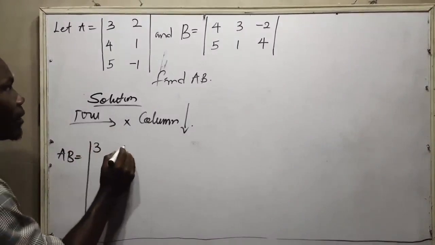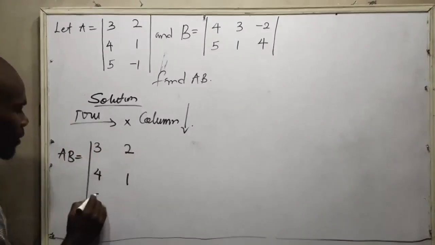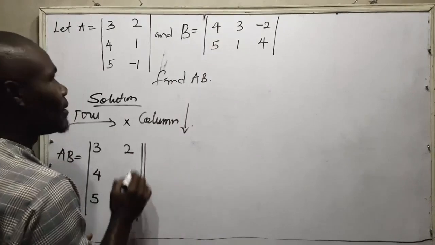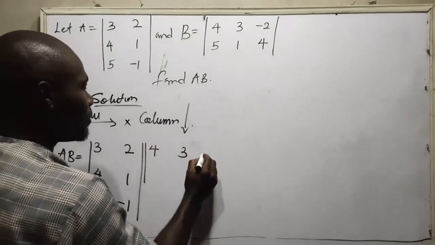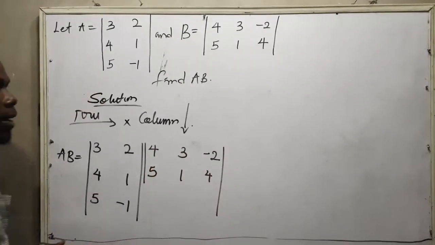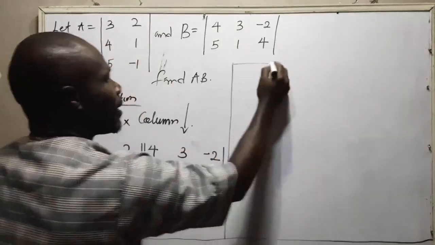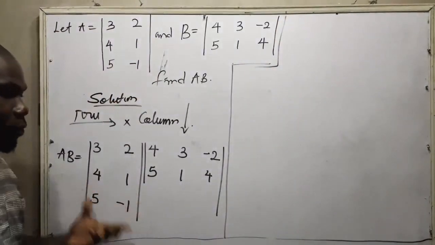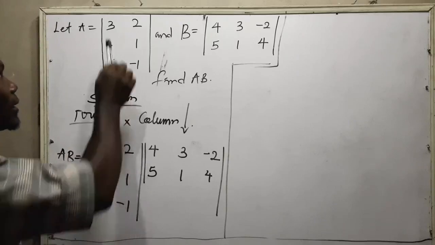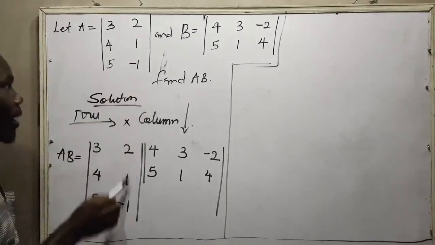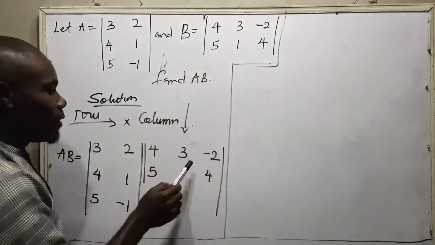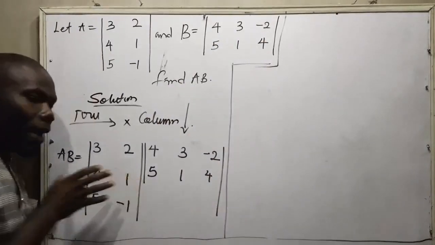We have 3, 2, 4, 1, 5, minus 1. You write this beside it, like this: 4, 3, minus 2, 5, 1, 4. You have to consider the question very well and write it clearly, because in a matrix a single mistake can make you mix up. So let's consider the question again: 3, 2, 4, 1, 5, minus 1, and 4, 5, 3, 1, minus 2 and 4. So this is where we are going.